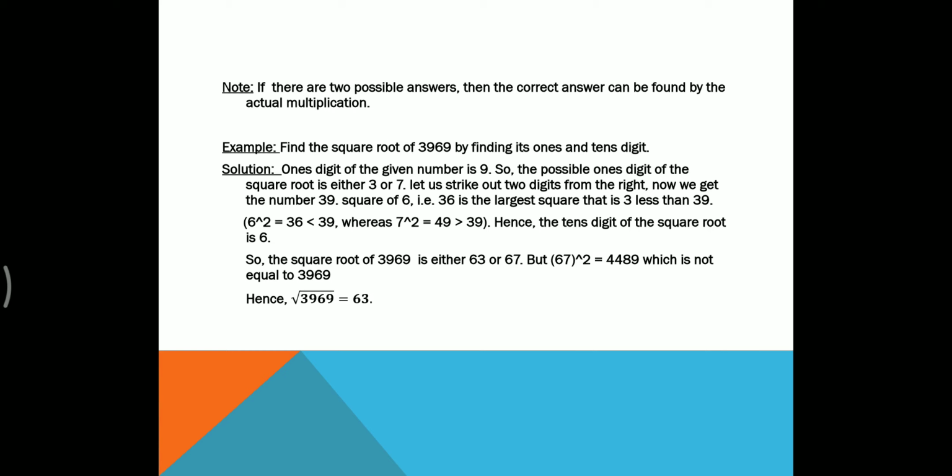So we can say that the square root of 3969 is either 63 or 67. But as you can see by multiplication, 67 square is 4489, which is not equal to 3969. Then obviously we arrive at the answer, which is 63 into 63. That means the square root of 3969 is equal to 63.